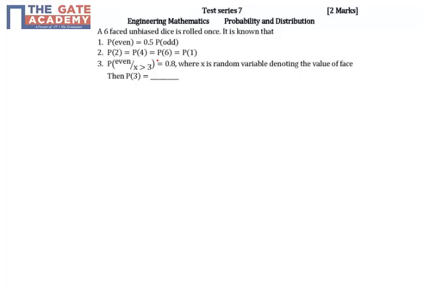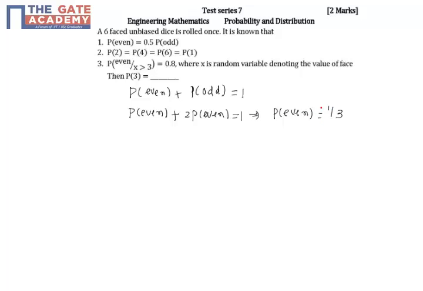So we know that P of even plus P of odd equals 1. So this is P of even plus P of odd, which is nothing but 2 times P of even equal to 1. So from this, P of even equals 1/3. Now if you see here, this is P of 2, P of 4, P of 6.